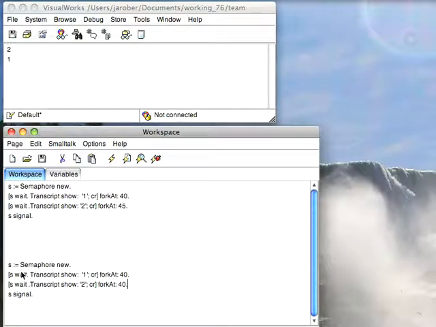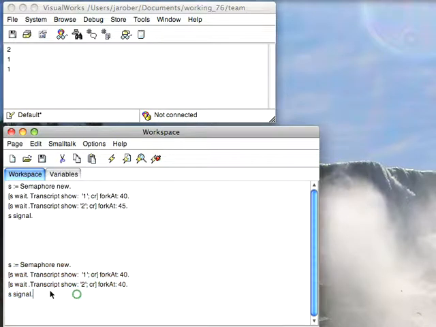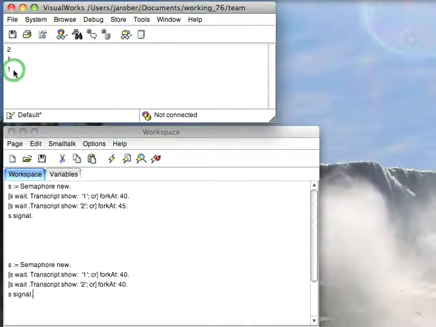What's more interesting is what happens when I have two processes at the same priority. So let's take process 1 and 2 at the same priority of 40 and do the same thing. So we'll set them both up, have the same semaphore signaling for both of them, and then what we'll do is we'll signal the semaphore. So when we signaled it, we get this 1.